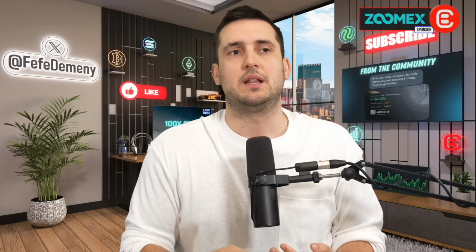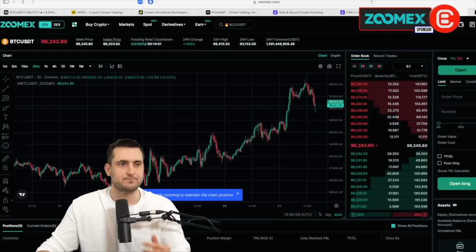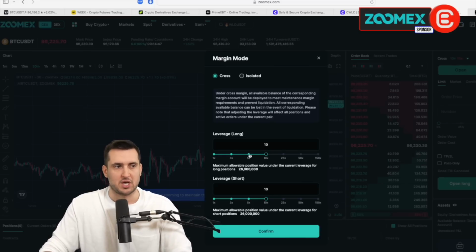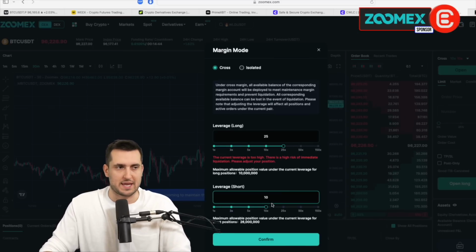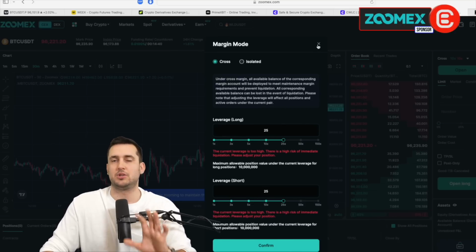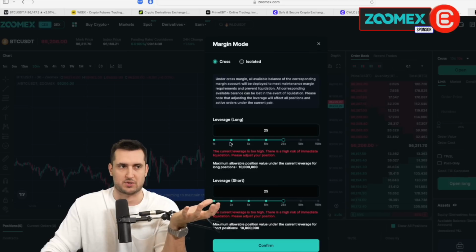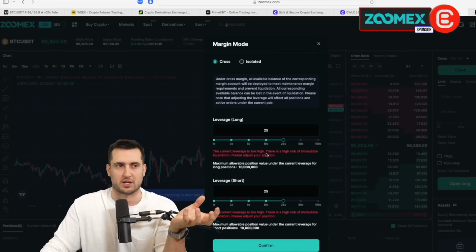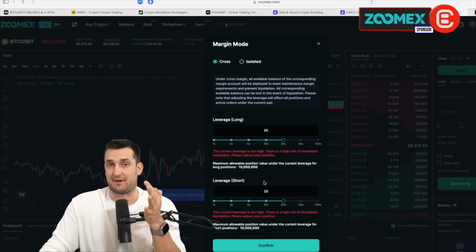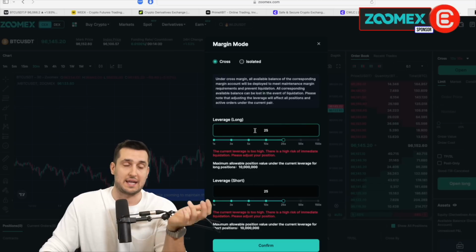But in general, when you use leverage, if you go on here on ZoomX, for example, you can use different leverage. You can use 10x leverage, 5x leverage, 20x leverage, 25x leverage, and so on, both on short and on long. Usually it's different. On some of the exchanges you can just pick one and it's the same for shorts and longs. On some of them you can adjust if you want to have higher leverage or lower leverage in shorts and in longs.